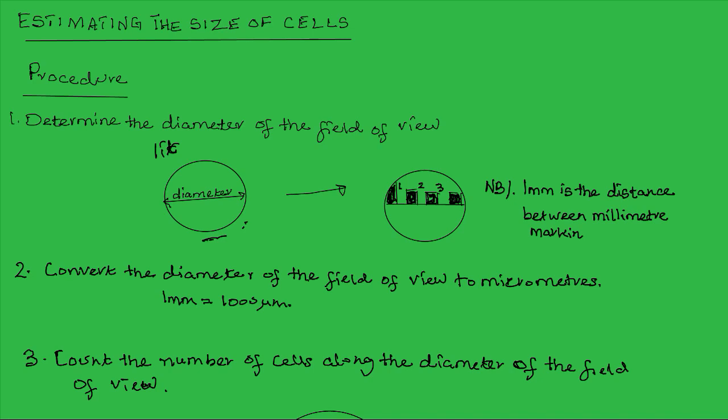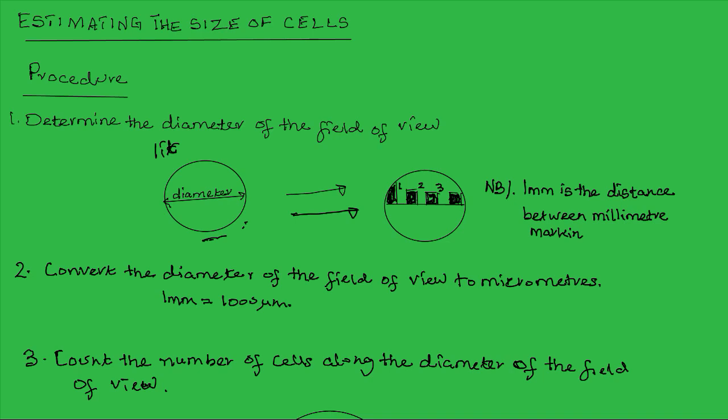So the first thing that is done is you determine the diameter of this field of view by placing a transparent ruler marked in millimeters on the stage. Then you focus the microscope so that the millimeter markings on the ruler appear as dark lines. So once you place the ruler or even a set square with millimeter markings, then you focus, and this is how it's going to appear. The dark bars here represent the millimeter markings.